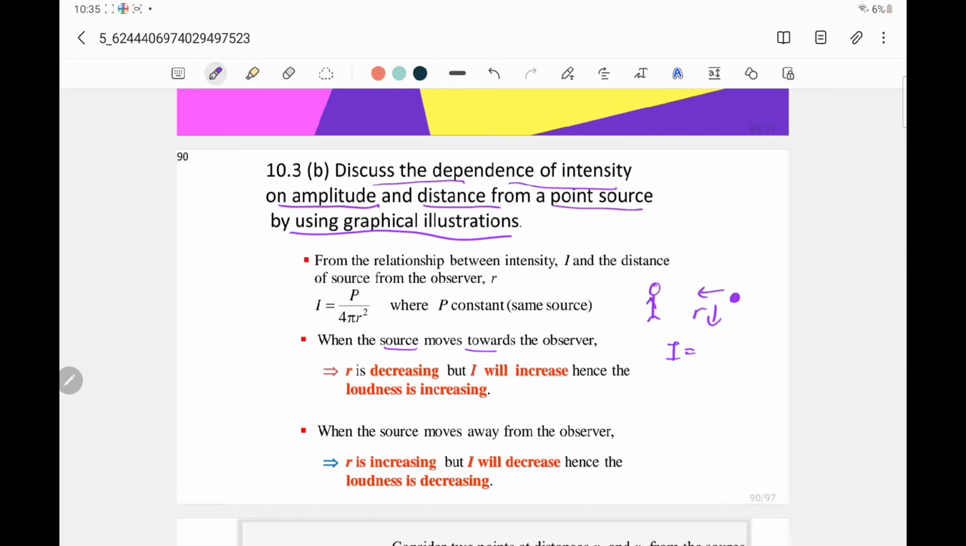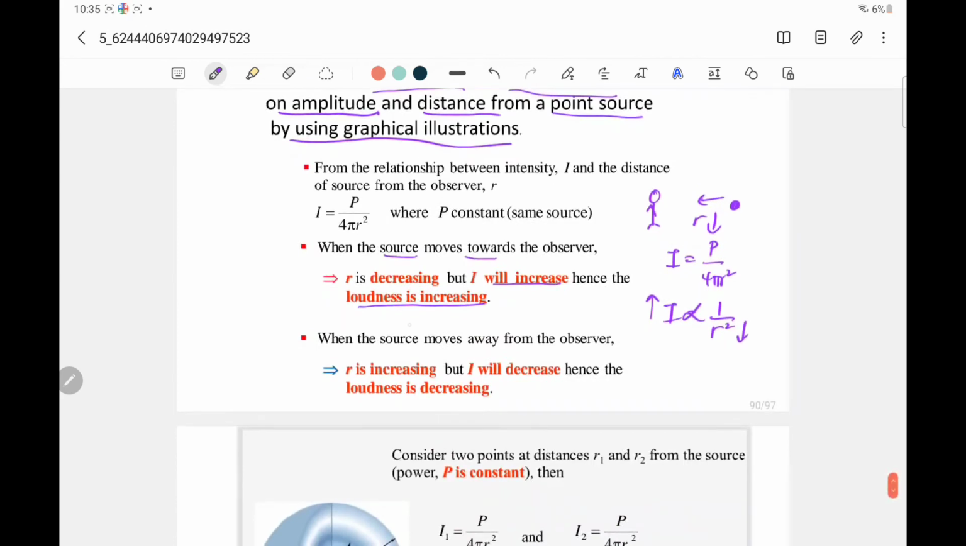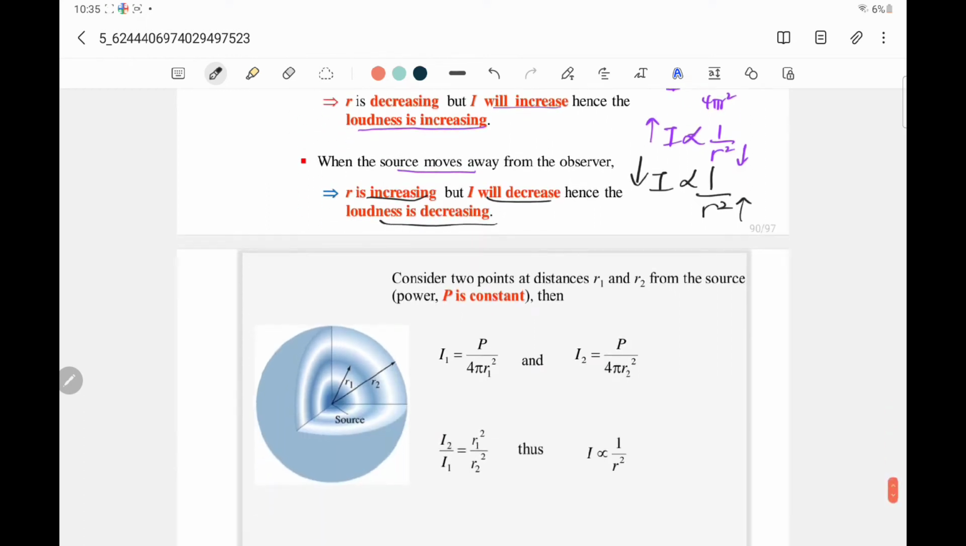So we know that I equals power over 4πr², or I is inversely proportional to r². So when r decreases, the intensity will increase, so the loudness is increasing. When the source is moved away from the observer, the distance will be increasing. So when the distance increases, I will decrease, because I is inversely proportional to r². When r increases, the intensity decreases, so the loudness decreases.